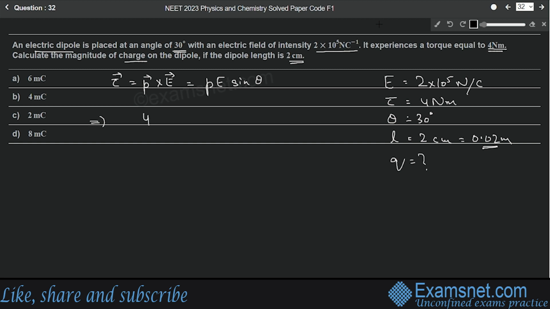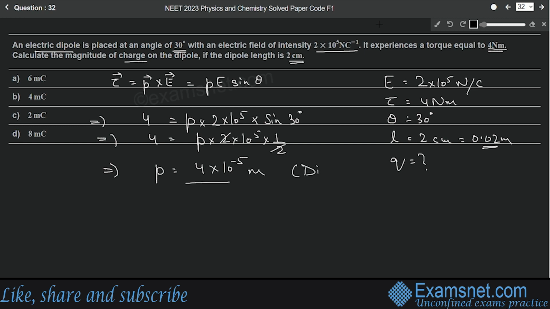Torque is given as 4 Newton meter. P is unknown, that we'll find out right now. Electric field intensity is 2 into 10 to the power 5 Newton per coulomb, and sine theta, that means sine 30 degree, which will be equal to half. Okay, so 4 equals P into 2 into 10 to the power 5 into half. Sine 30 degrees is half, so this 2 is cancelled. What is left here? P will be equal to 4 into 10 to the power minus 5 meter coulomb. So this will be the value of dipole moment.